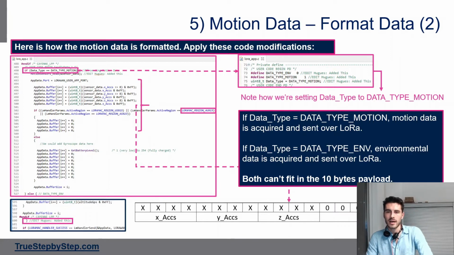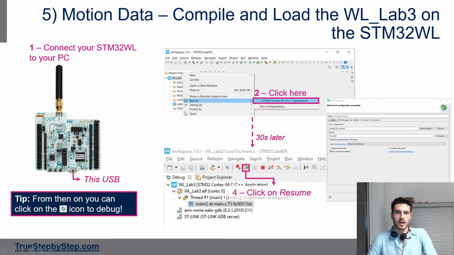So we will have a variable here, data type, which we will have to set. Depending on the value of this variable, the board will either send environmental data or motion data. So this is what we're doing here. Finally, we will load the code on the board.